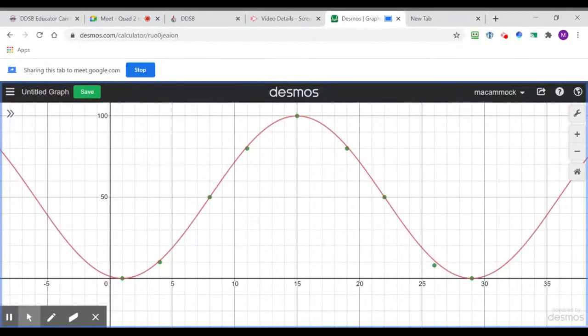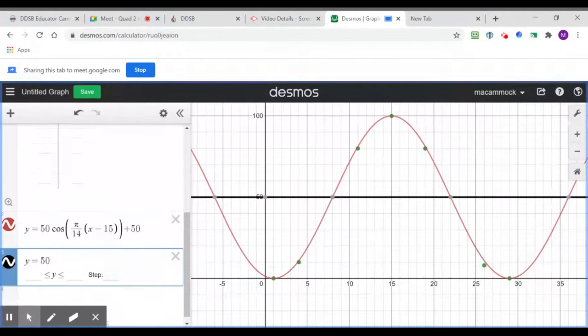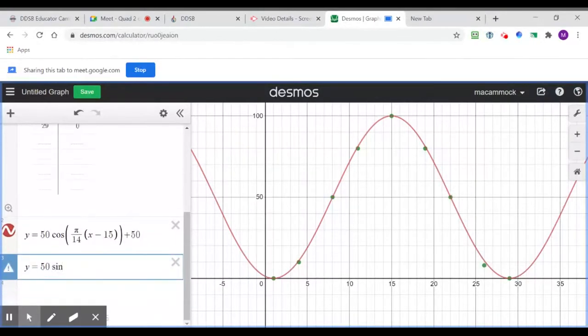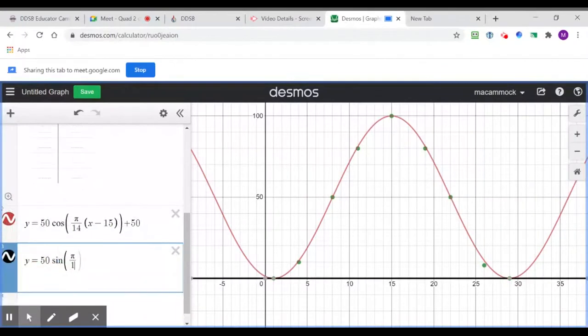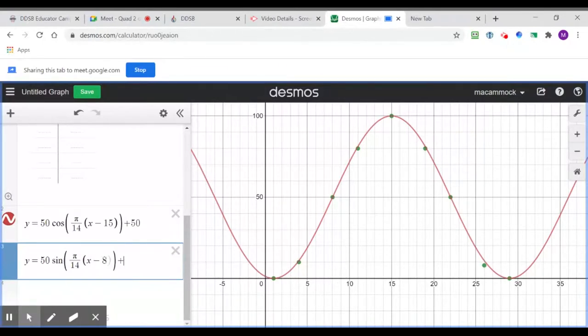Let me just make sure everybody is able to do what I just did. While I'm waiting for you to put yours in, I'm going to put in my sine function as well. So y equals 50. Everything else is the same except it's a sine function and the phase shift is different. So pi over 14 is now x minus 8, I believe it was, then still plus 50. Right? Now both of these should be overlapping each other because, as I said, it's just another representation, another trig function that behaves in the same way. One is written as a cosine, one is written as a sine, but they behave the same way.